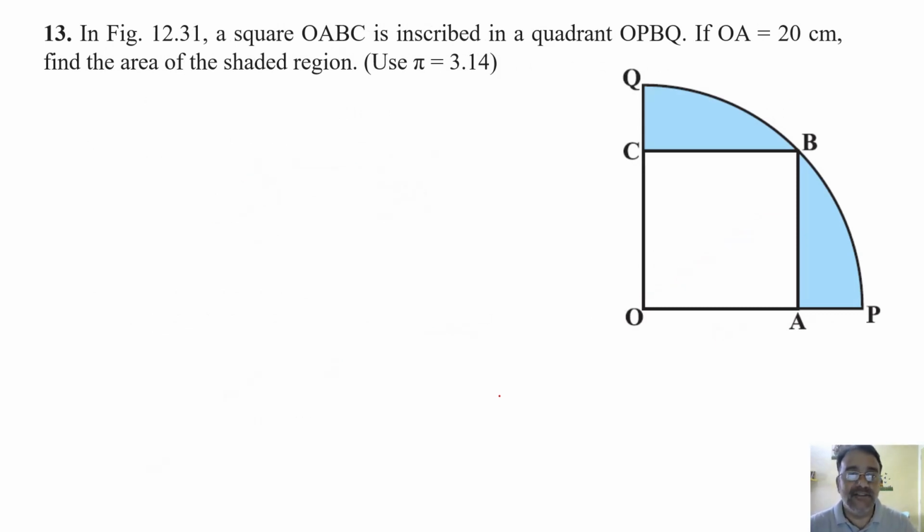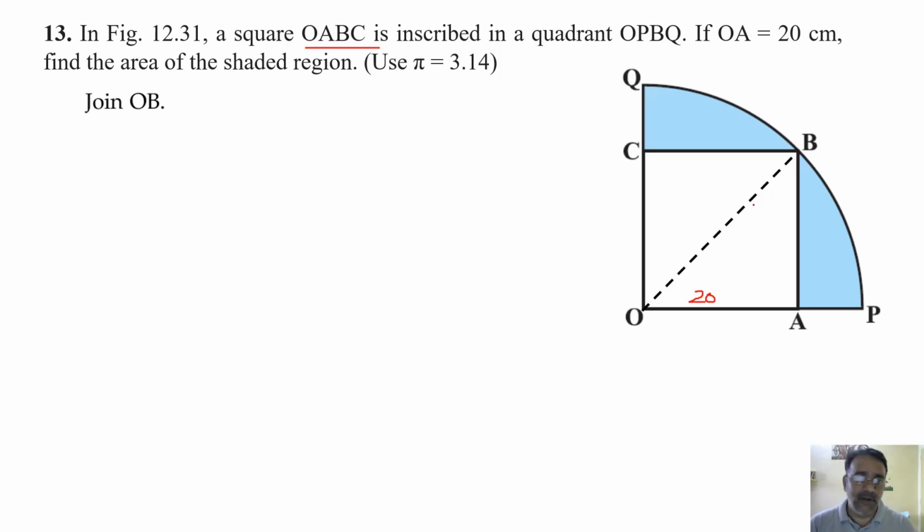In figure 12.31, a square OABC is inscribed, inscribed means made inside it, in a quadrant OPBQ. If OA is equal to 20 centimeter, find the area of the shaded region. So we have to subtract the square from the quadrant. But to find the area of the quadrant, we should know the radius. So the radius is not given. So what will we do? We will join OB first. Okay, join OB.